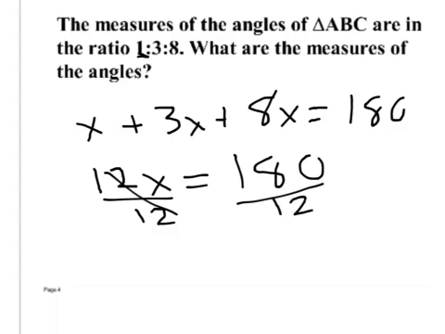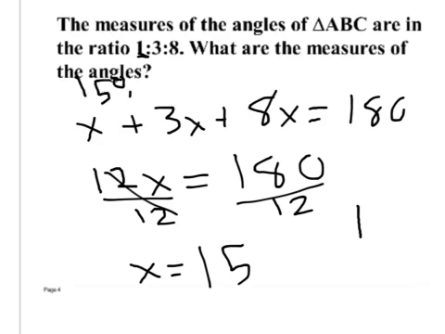Does anyone know what 180 divided by 12 is? How many times is 12 going into 18? 1, right? With how much left over? 6. How many times is 12 going into 60? 5. So 15. So X is 15. Now is that my answer? Does that answer the measure of the angles? No, it tells me one angle, right? Angle A is 15 degrees.